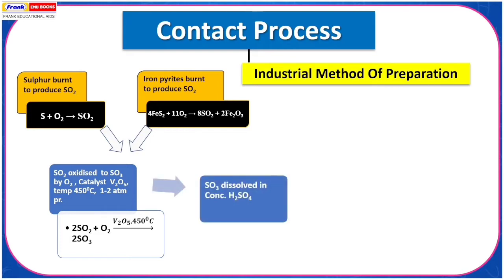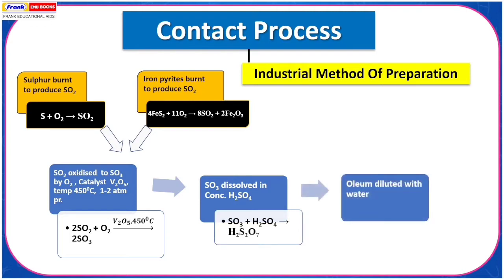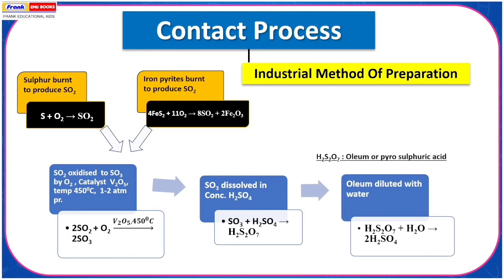SO3 dissolves in conc H2SO4. SO3 reacts with H2SO4 producing H2S2O7. Oleum is diluted with water: H2S2O7 reacts with water producing H2SO4. H2S2O7 is called oleum or pyrosulfuric acid.